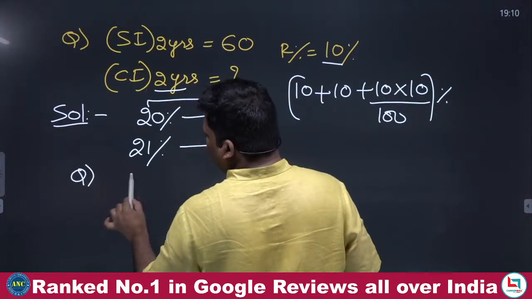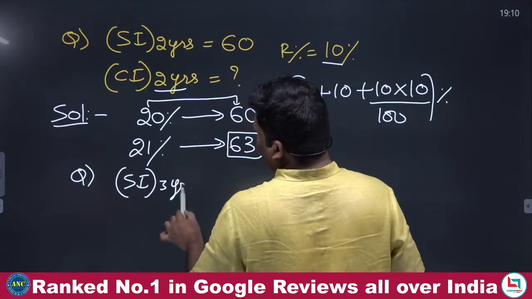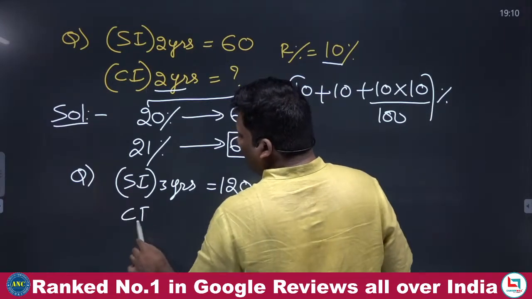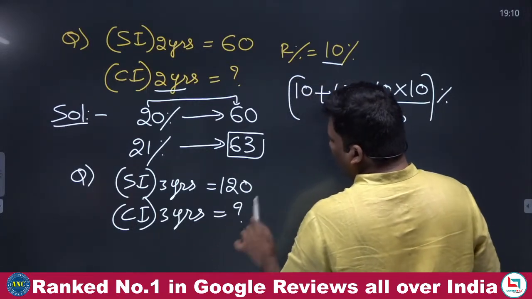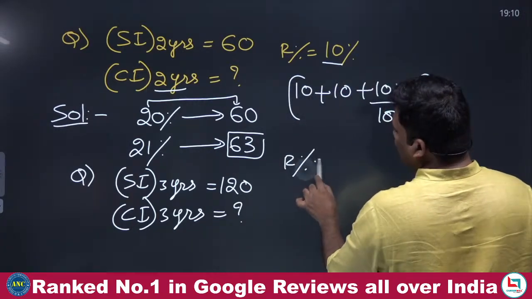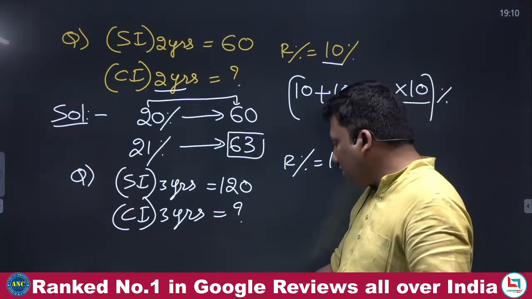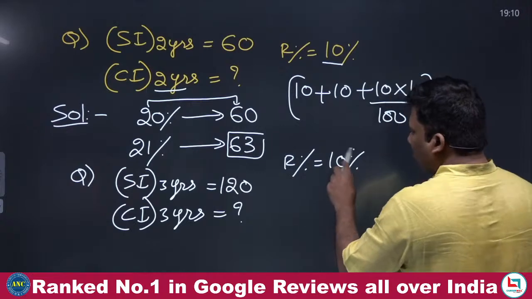One more question. Simple interest for 3 years, it is 120. Compound interest for 3 years, how much is it? One more example. R is given as 10 percentage. Listen carefully, sir. R is given as 10 percentage.